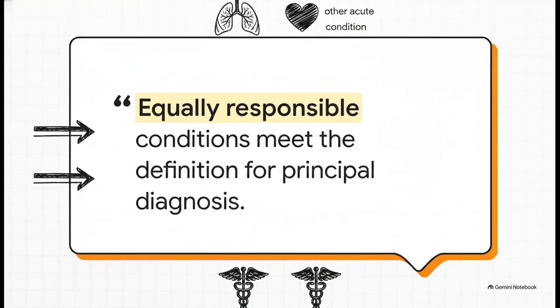And this perfectly highlights our baseline Section II.C rule. If both the ARF and that other acute condition are literally equally responsible for putting the patient in the hospital, and assuming there aren't any chapter-specific rules overriding them, you can actually sequence either condition first. They equally meet the definition for principal diagnosis.